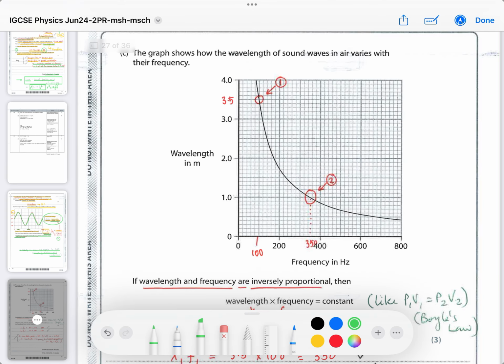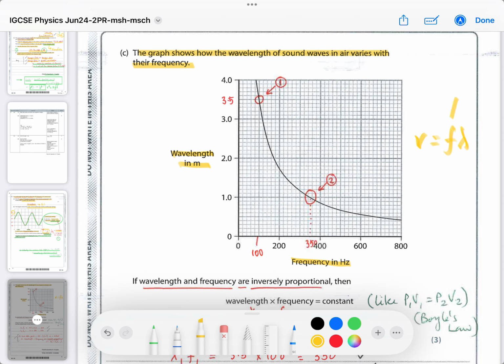Part C then says the graph shows the wavelength, how it varies in air with frequency. Well, we know if the wavelength goes up, the frequency goes down and vice versa. So the wavelength is in meters and the frequency in hertz. Okay, so they are inversely proportional because we know v equals f lambda. And we know that for the sound wave, if it's in air, the speed is always constant in air at 340 meters per second.